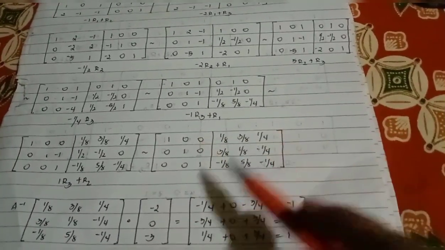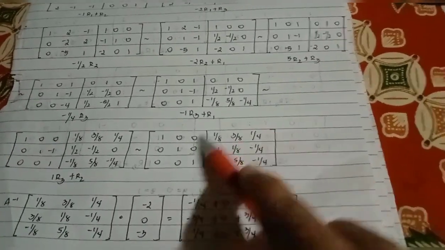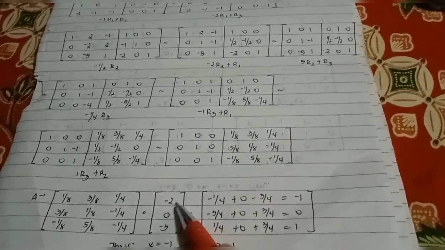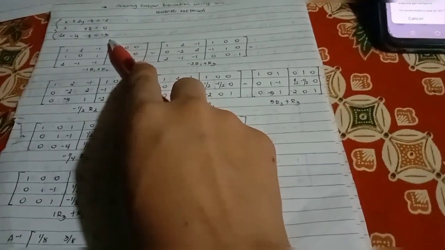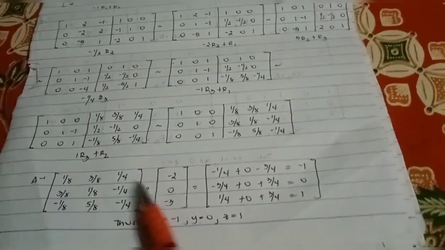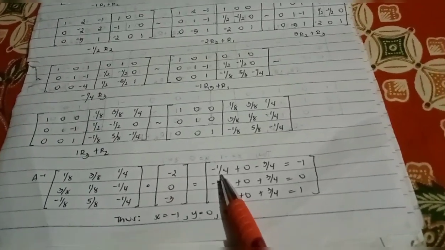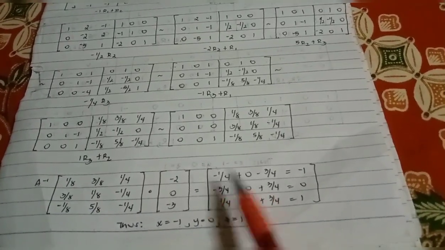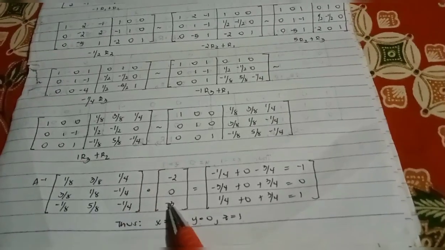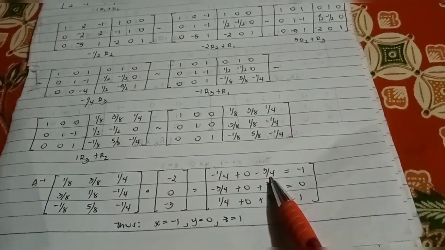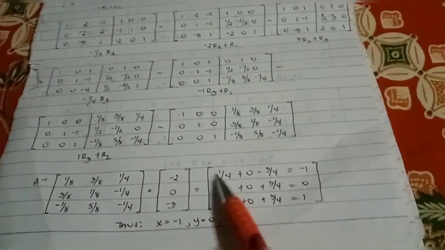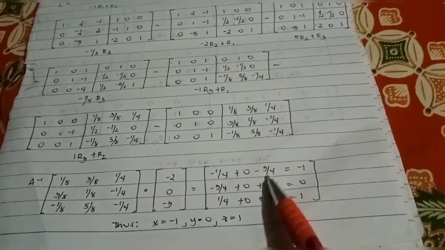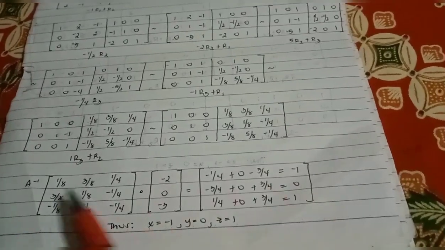To check that our answer is correct, we multiply it by the column on the side, which is negative 2, 0, and then negative 3 from the given problem. So 1/8 times negative 2 is equal to negative 1/4. 3 over 8 times 0 is equal to 0. Negative 1/4 times negative 3 is equal to negative 3/4. So negative 1/4 plus 0 minus 3 over 4 is equal to negative 1.